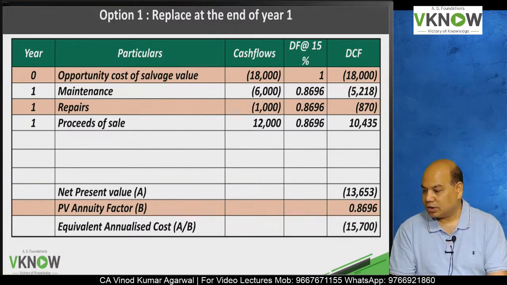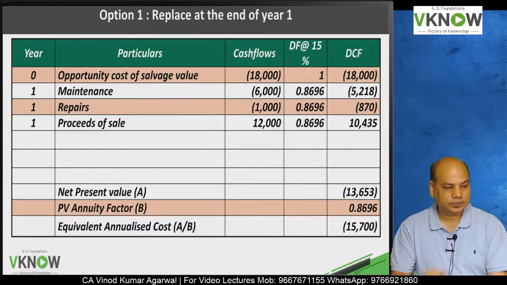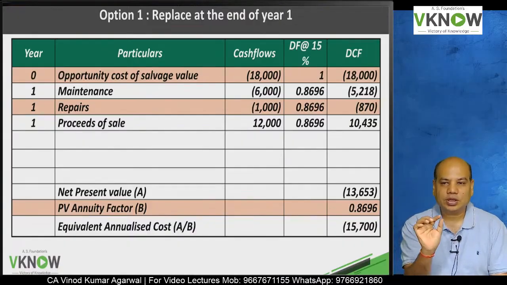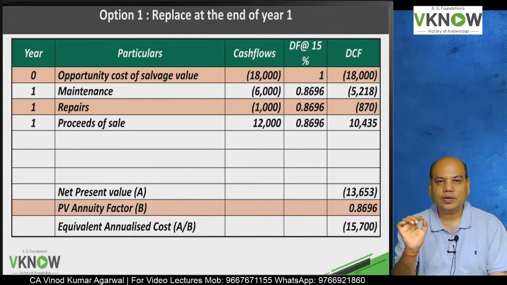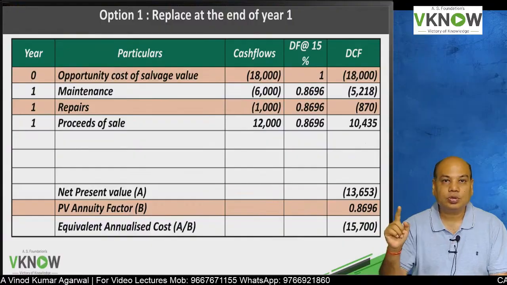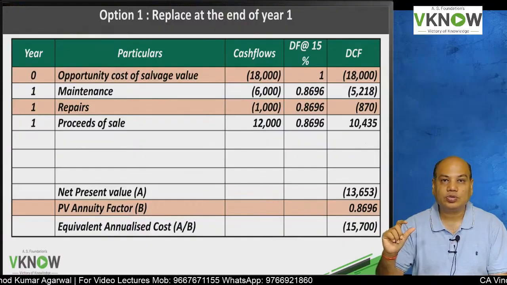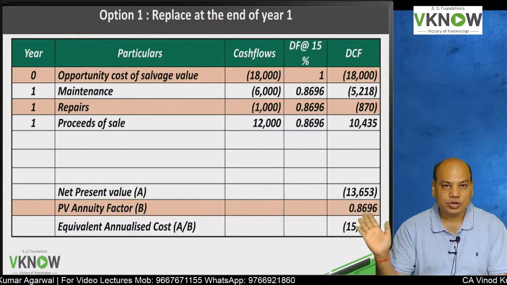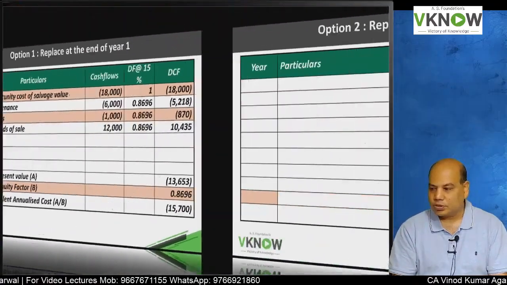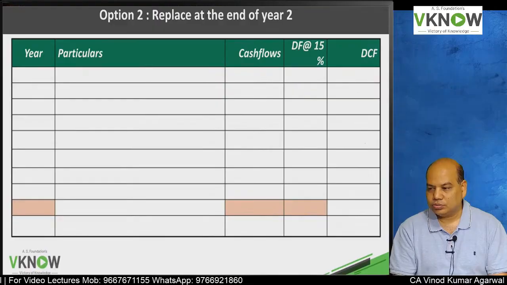What is the answer? 15,700. If I use it for 1 year, then sell it, it amounts to spending 15,700 rupees per annum, whereas the new machine will cost you 16,000 per annum. So this is lower. Let us try one more option. Option 2.